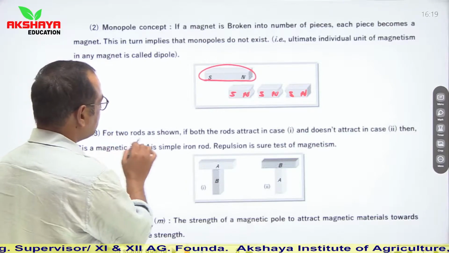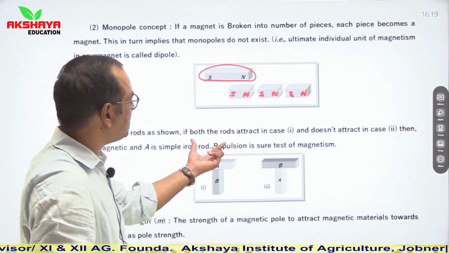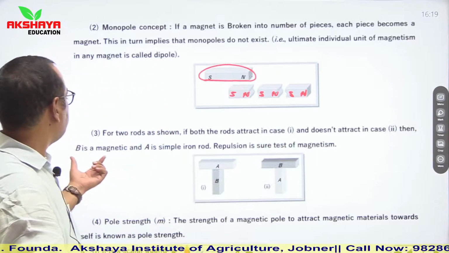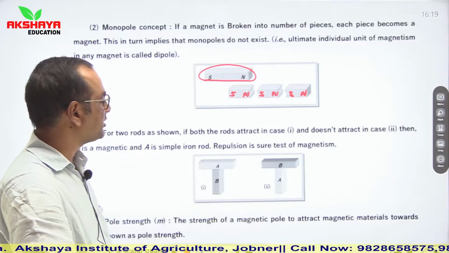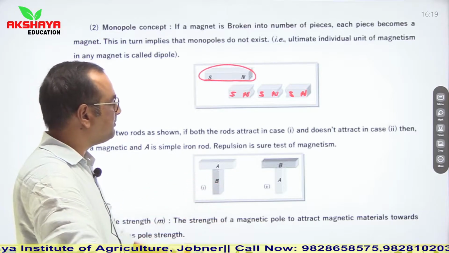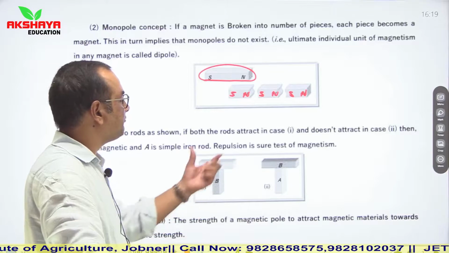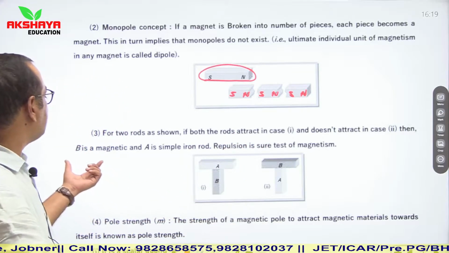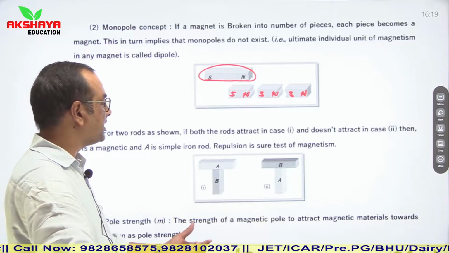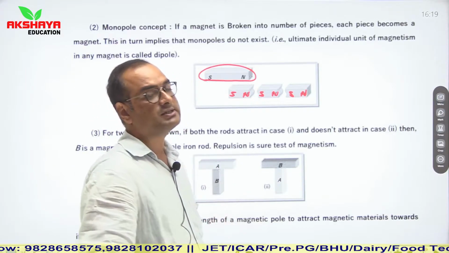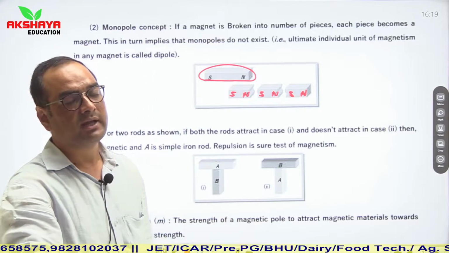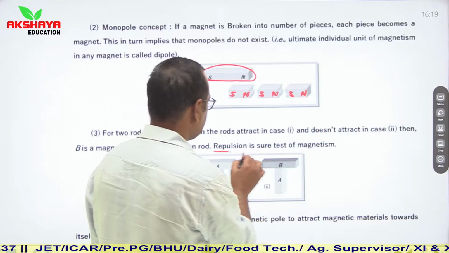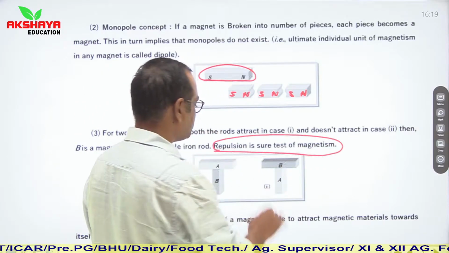If we talk about two rods as shown, if both the rods attract in case 1 and do not attract in case 2, then B is a magnet and A is a simple iron rod. Here A and B are placed in such a way that in the first case there is attraction and in the second case there is no attraction. Then we can say that B is magnetic and A is a simple iron rod. If we talk about testing of magnetism, then repulsion is the sure test of magnetism. Always keep in mind, repulsion is the sure test of magnetism. This is an important topic.